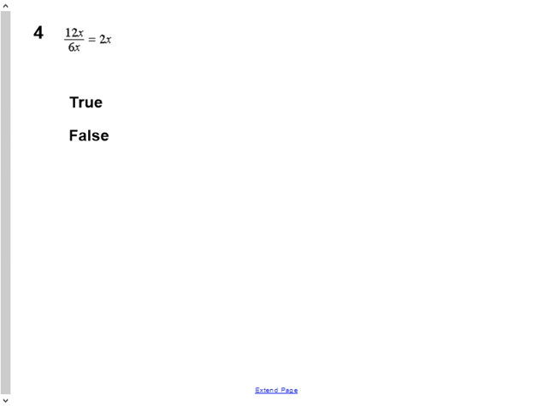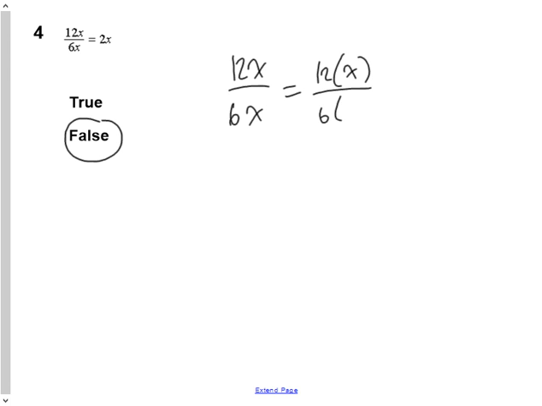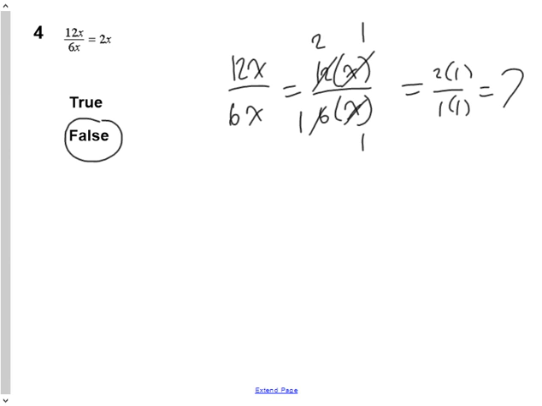Question 4, 12x divided by 6x is equal to 2x. The answer is false, because 12x divided by 6x is the same thing as 12 over 6 multiplied by x over x. 12 over 6 is equal to 2 over 1. x over x is equal to 1 over 1, which means 2 times 1 over 1 times 1, or just 2. So the answer is not 2x, it's actually 2.